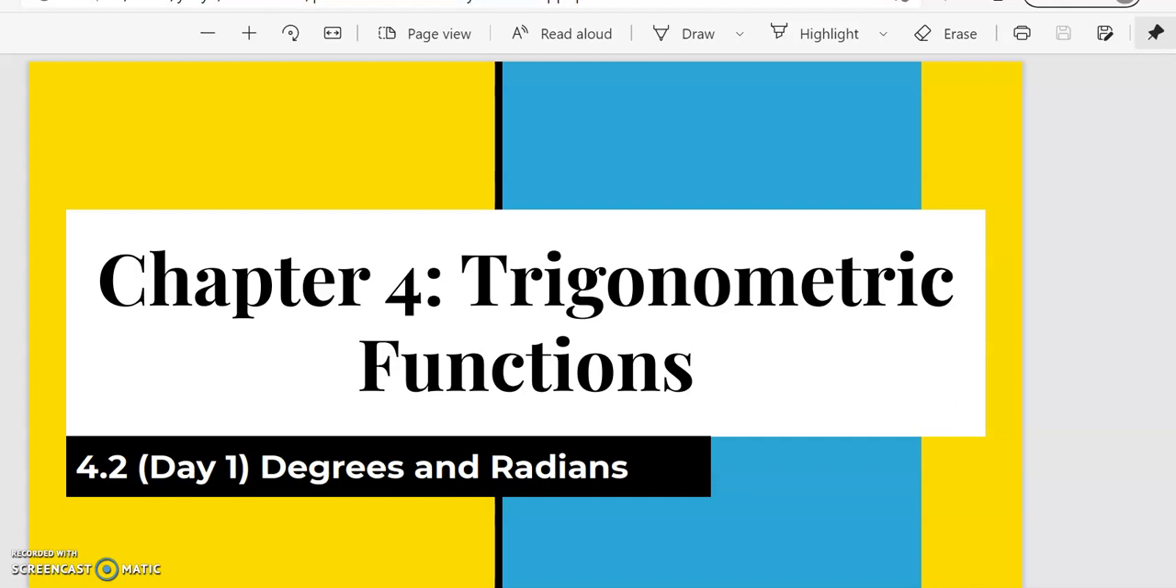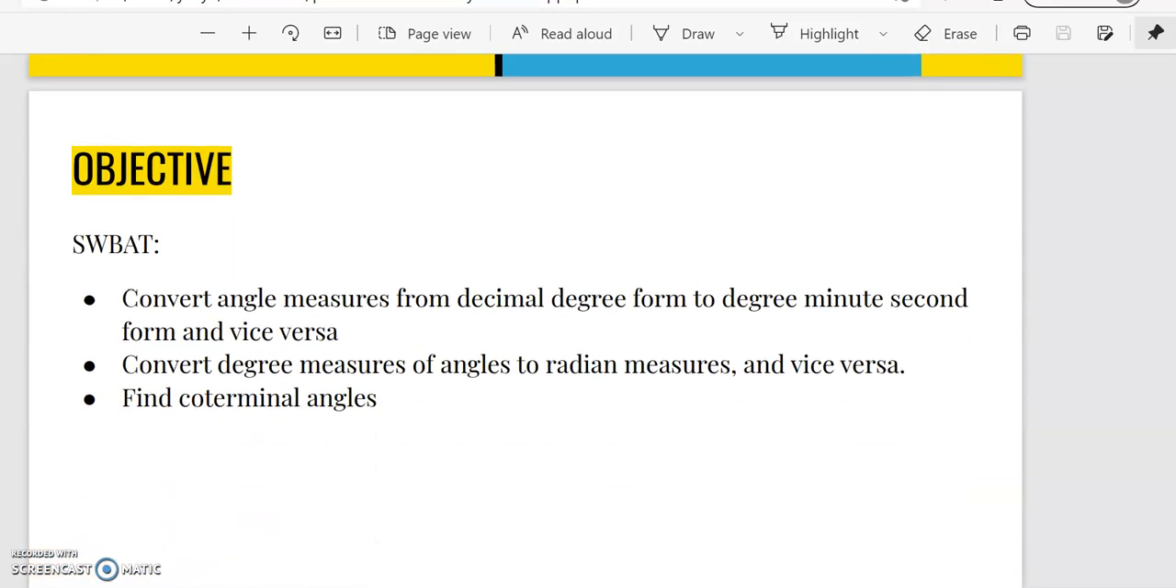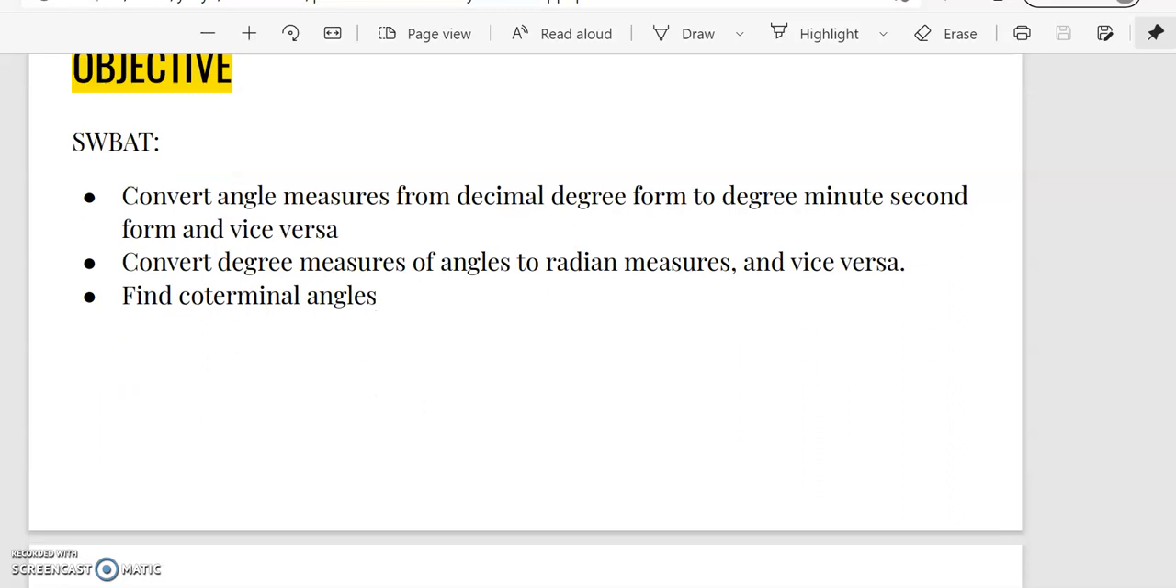Hey guys, so in this video we're going to talk about 4.2 day 1, and that's degrees and radians. Things you're going to learn from this video are to convert angle measures from degree decimal form to degree minute second form and vice versa, to convert degree measures of angles between radians and degrees, and to find coterminal angles.